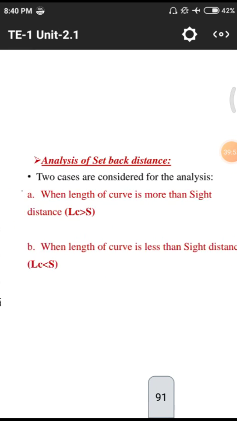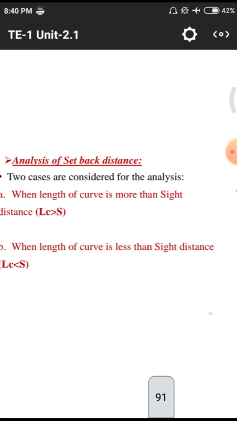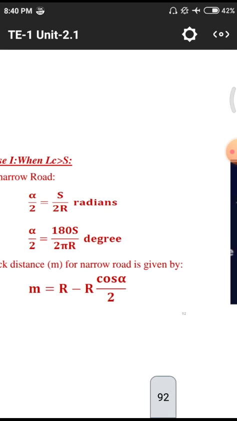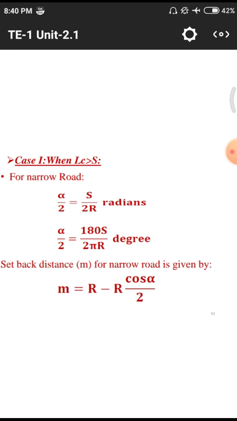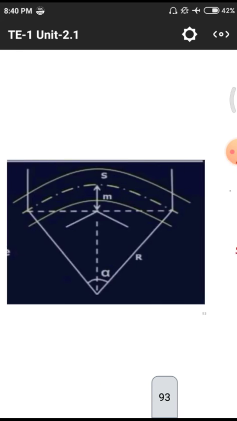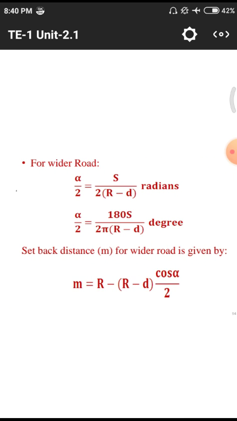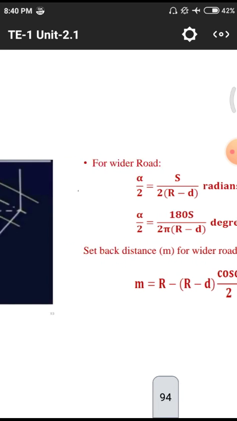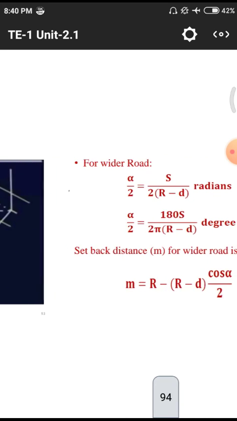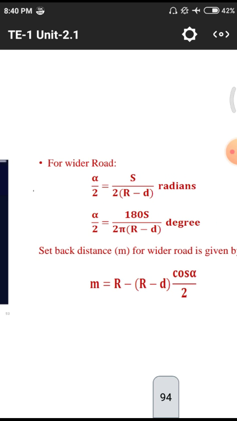Once again, we will discuss these two principles. If the length of the curve is more than the side distance, Lc greater than S, we have the formula m equal to r minus r cos alpha by 2. If the length of the curve is less than the side distance, we have the formula m equal to r minus d into cos alpha by 2. There is a small change: r is common in both, but in the second term we neglect the distance, that means small d.